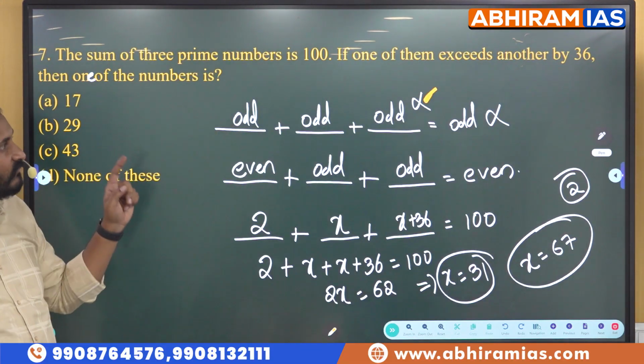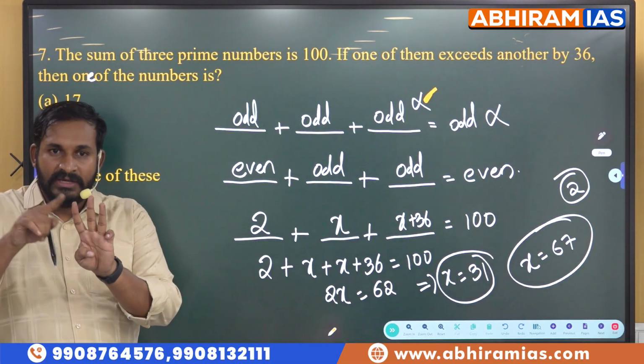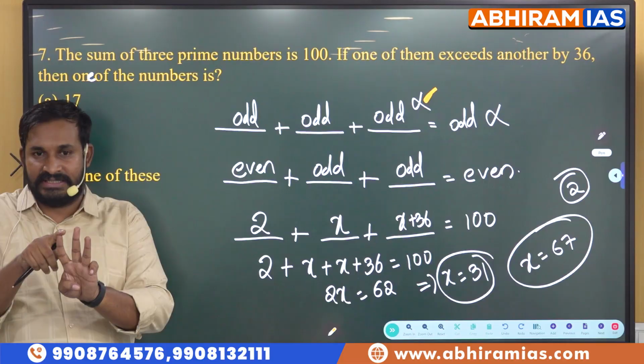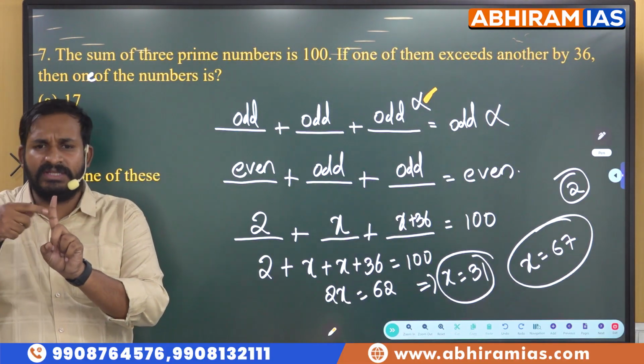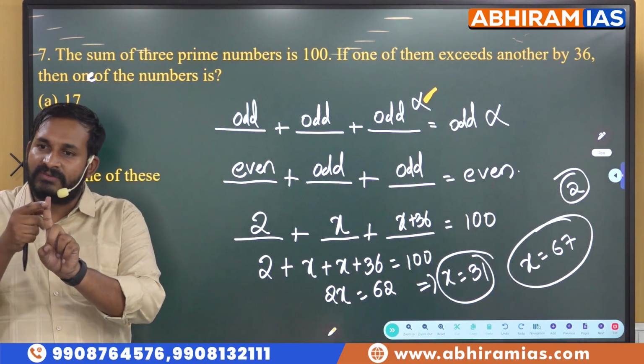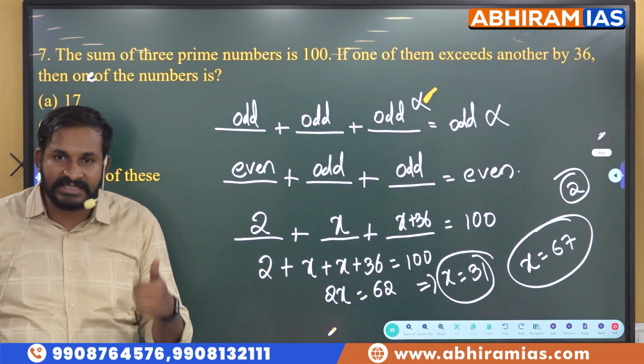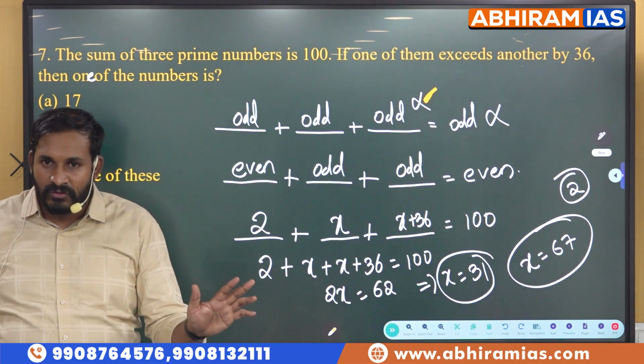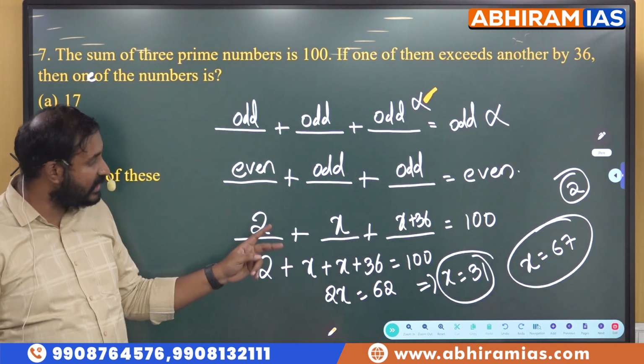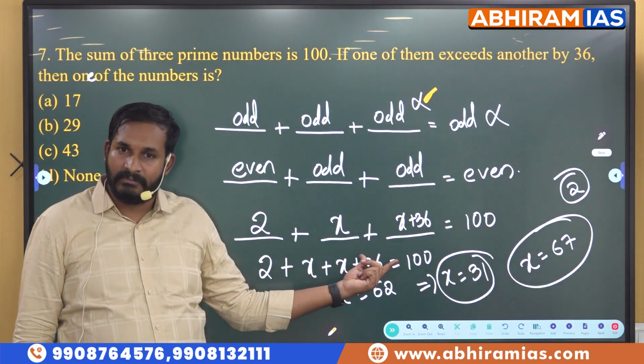Next, what they are telling: if one of these 3 numbers exceeds another by 36. Let us assume that condition is with 2 only. So what should I do? 2 plus 36 becomes 38. Is 38 a prime number? No. Then that is ruled out. So definitely that condition will be between the other two numbers only.